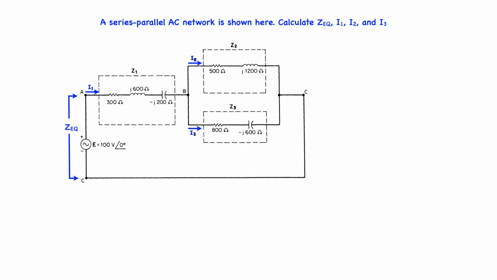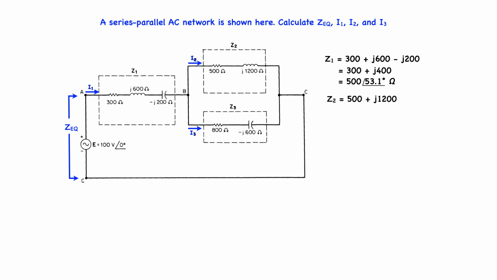Step 1 is to find all of the series impedances, starting with Z1, which is equal to 300 plus j600 minus j200, which can be reduced to 300 plus j400 in rectangular coordinate notation, or in polar coordinate notation it is equal to 500 at 53.1 degree ohms.